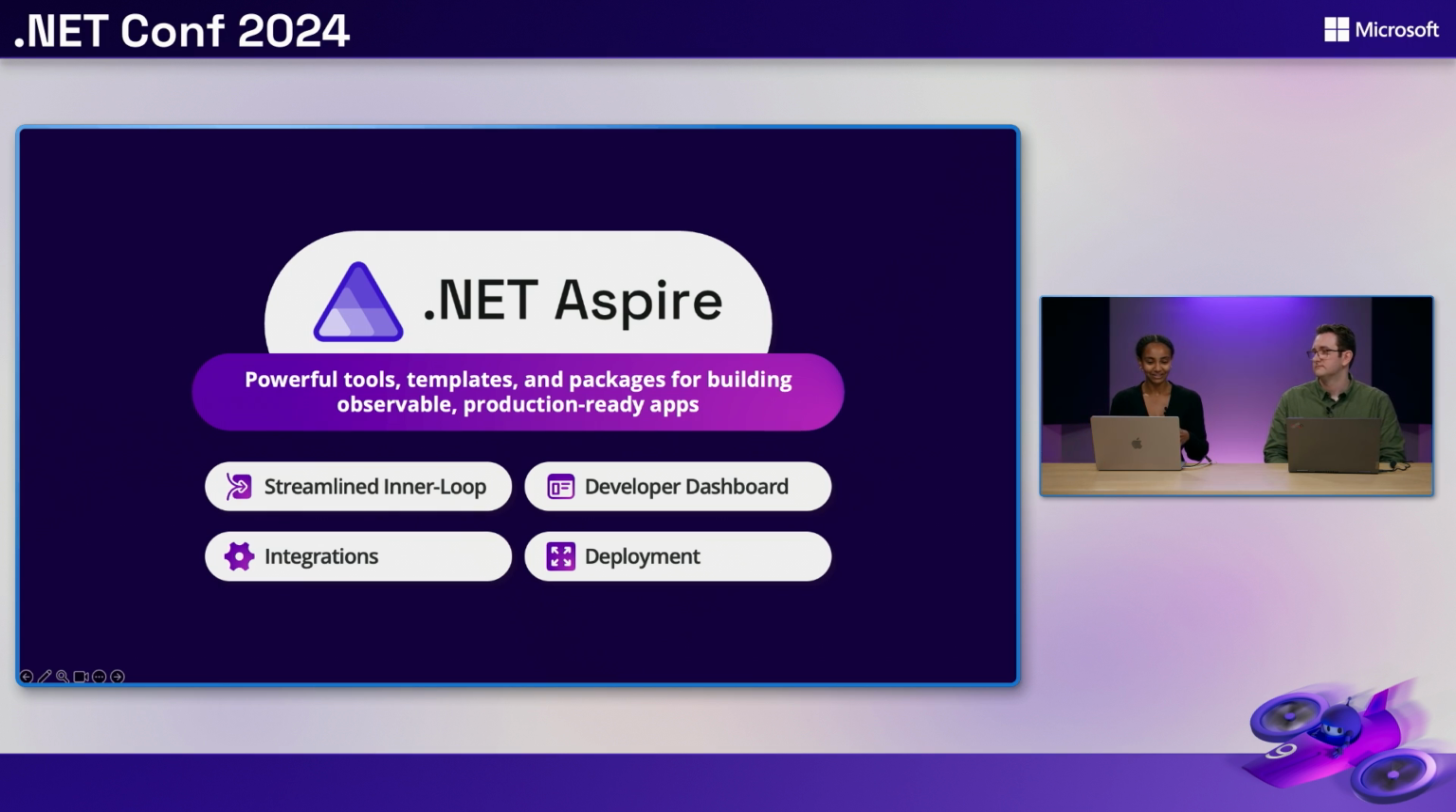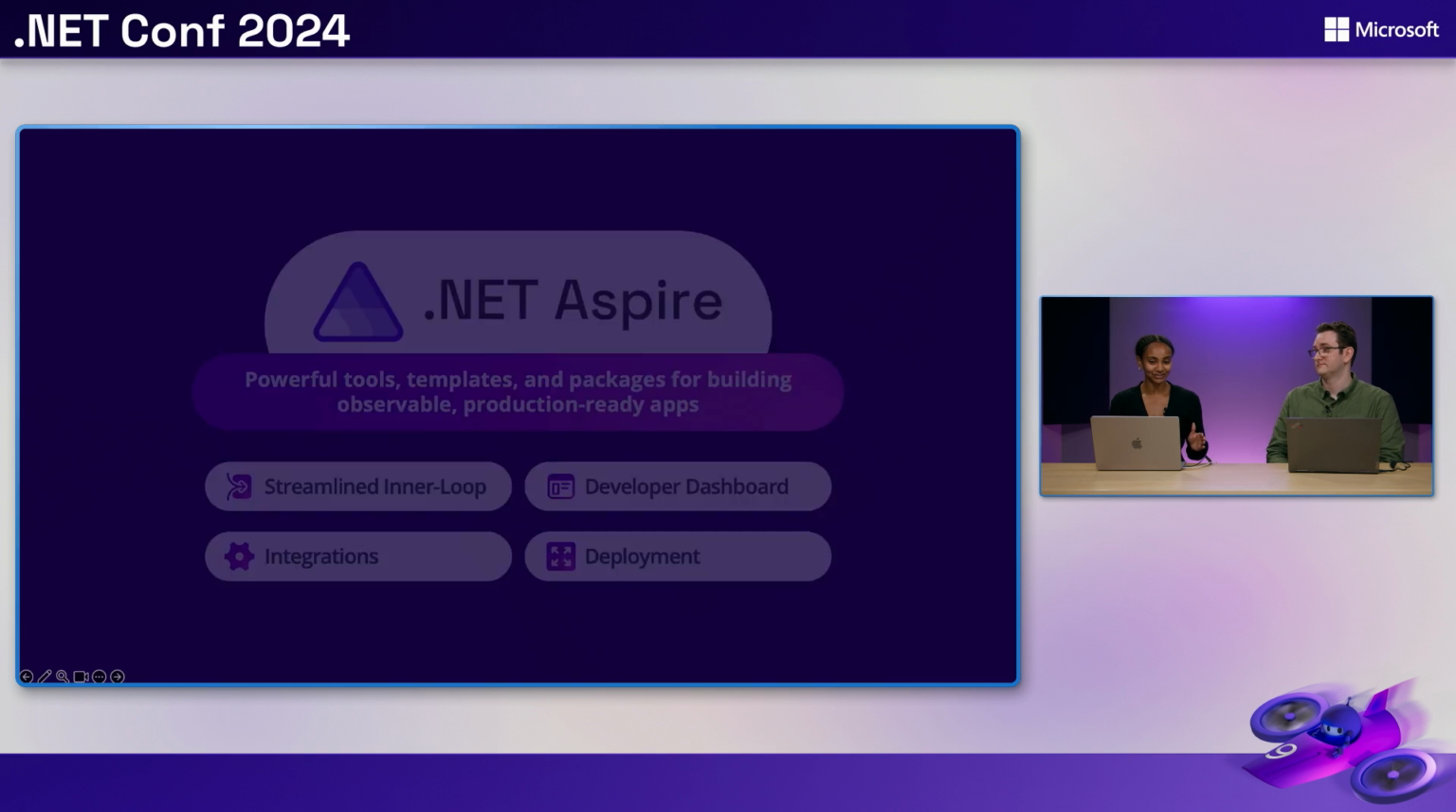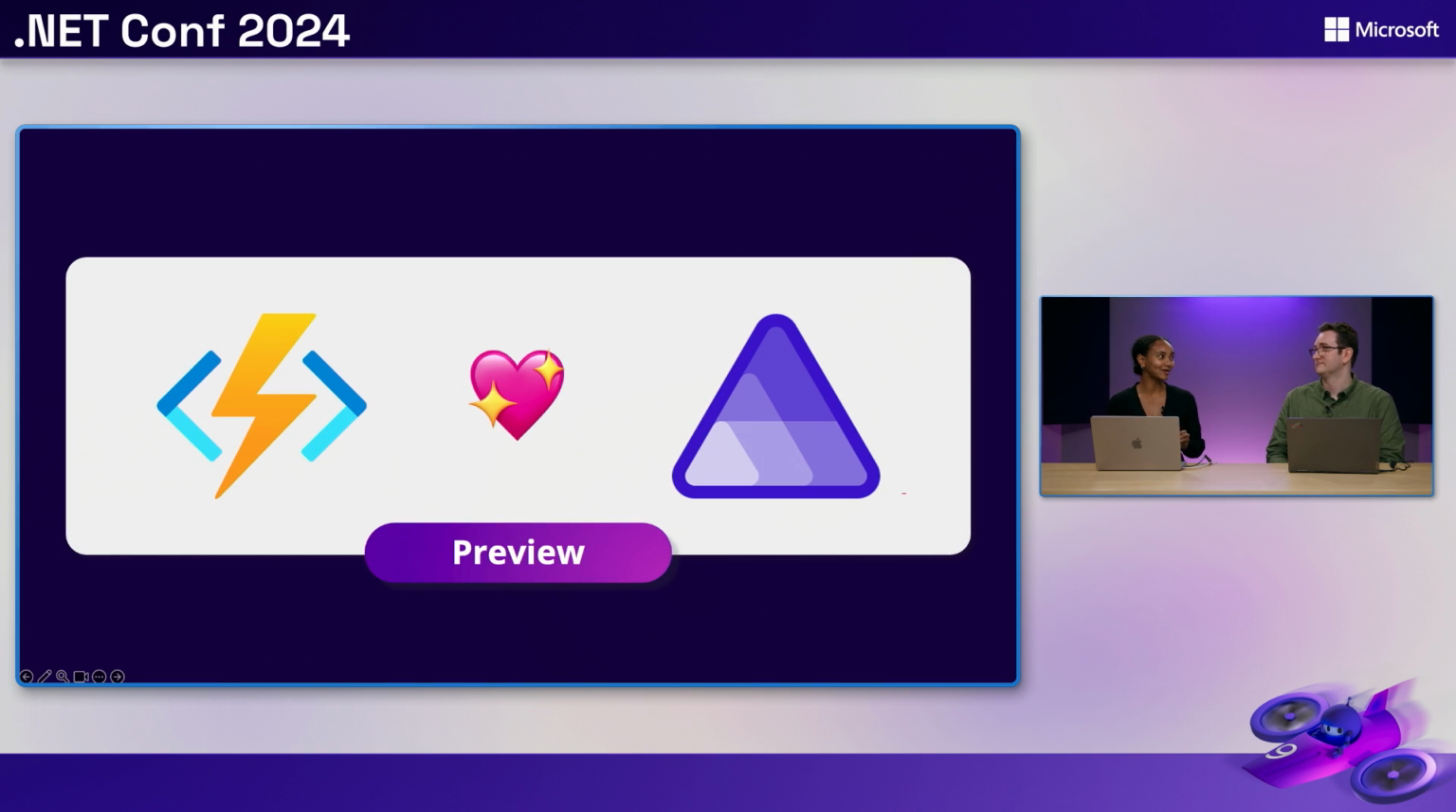So as it turns out, the combination of both Azure Functions and Aspire is really good. Can be really good. And Matthew, do you want to show them just how good it is with a demo? Yeah, let's do it. Let's go right over to the demo right now.